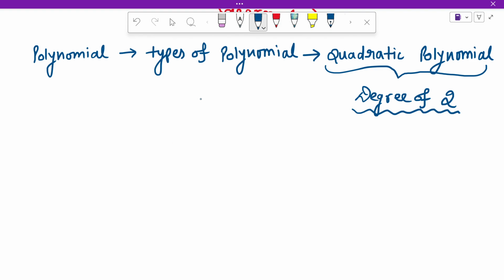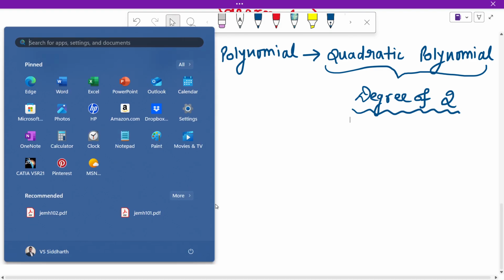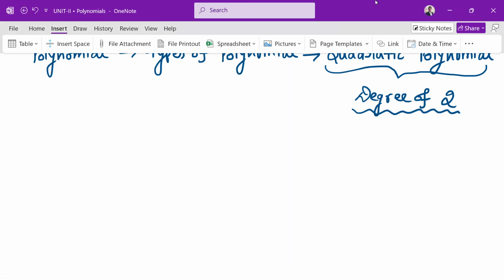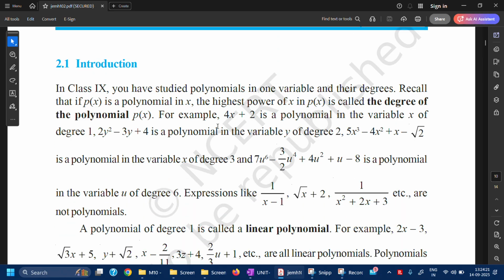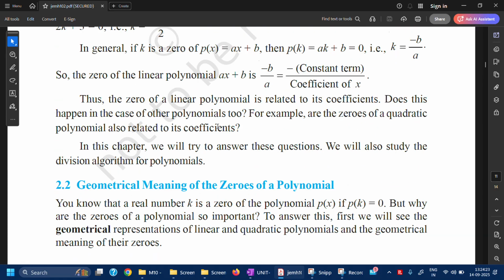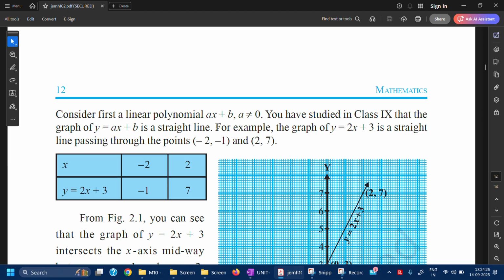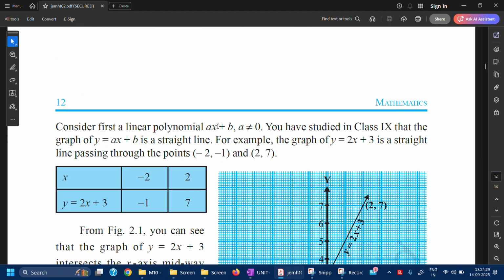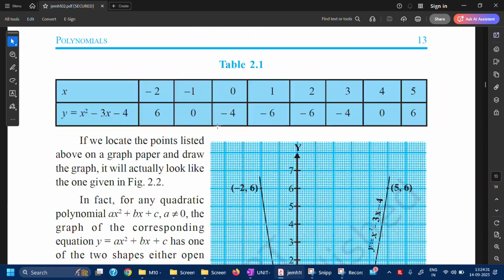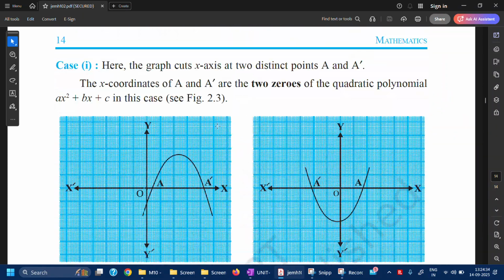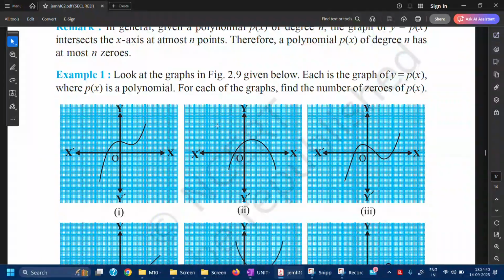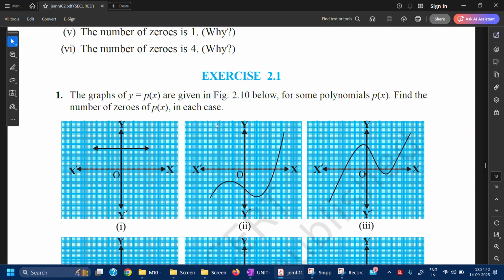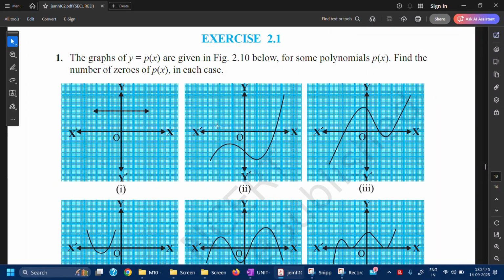So after this, we are going to start with the chapters. We are beginning with the polynomials part. The first exercise, which you will be starting in the next segment of this video, will be exercise number 2.1.